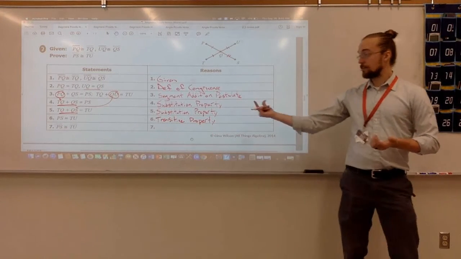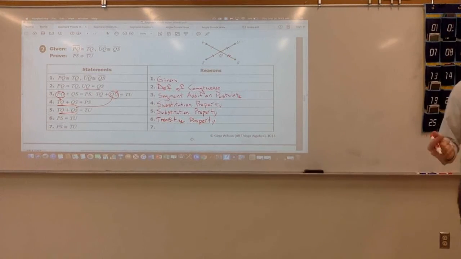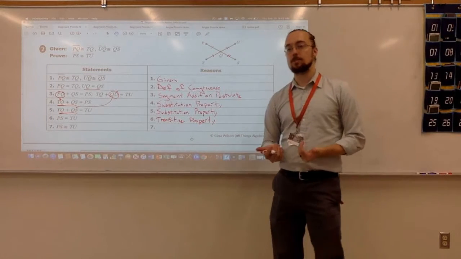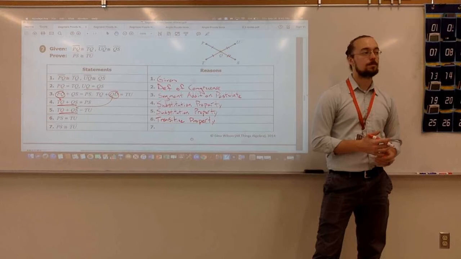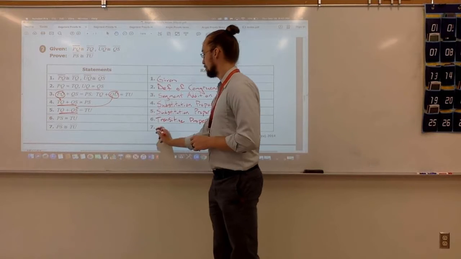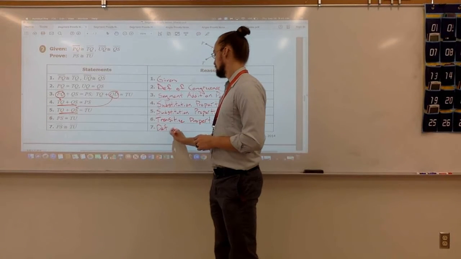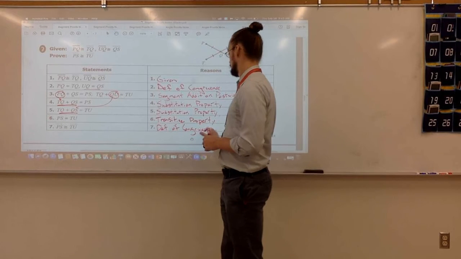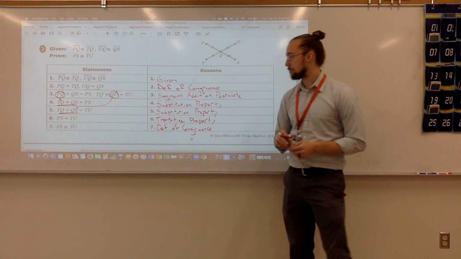Then finally, if the length of PS equals the length of TU, how can I claim that segment PS is congruent to segment TU? That's the definition of congruence, right? If lengths are equal, those segments are congruent. Definition of congruence.